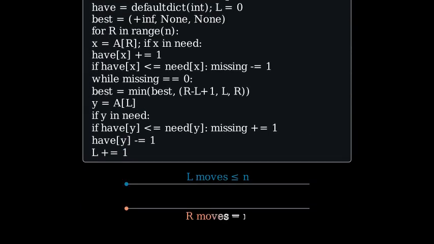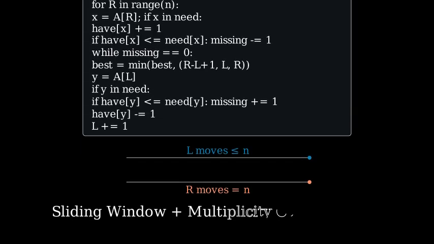Complexity. Each index enters the window once when the right pointer moves, and leaves the window at most once when the left pointer moves. Therefore, the total number of pointer advances is at most 2n, so the algorithm runs in O(n) time. This sliding window method with multiplicity-aware counts gives a minimal covering subarray in linear time.